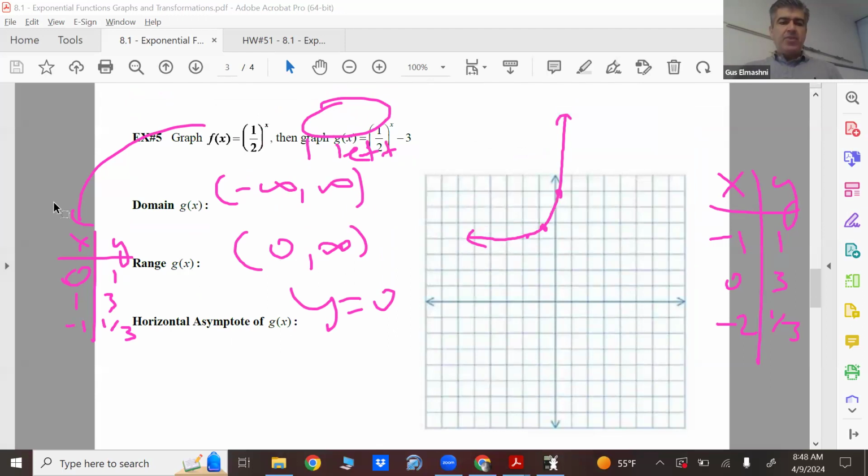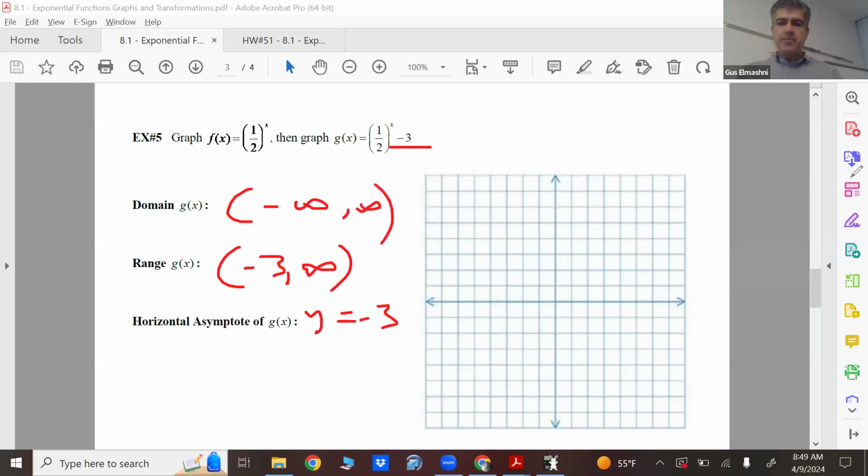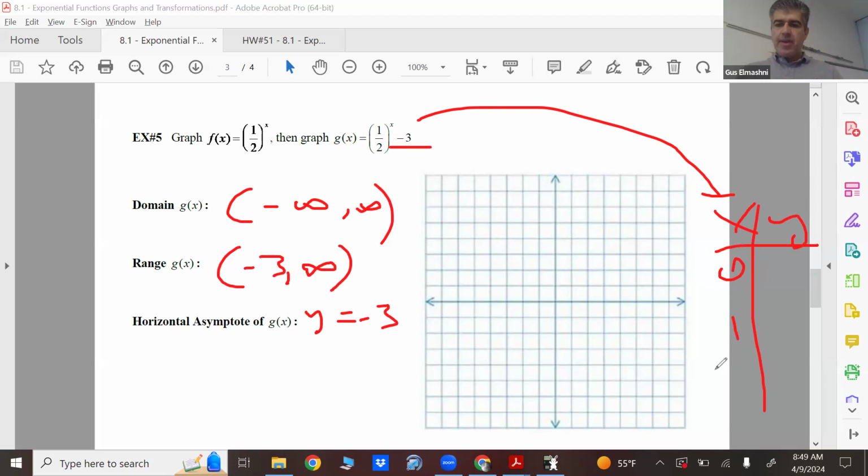Okay, this is a decay function because your base is between 0 and 1. So this is decay. We're going 3 down. So your range is from -3 to infinity. Still all real numbers. The asymptote y equals -3. Zero, 1, and -1. If I plug those in, I should get, well, let's look at the parent function first.